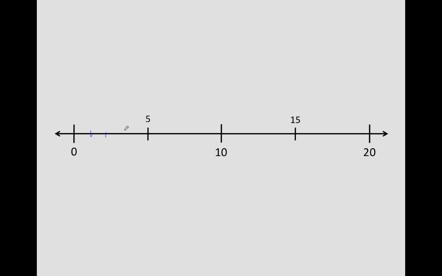Now I need 2 numbers that are going to be closer to 5 than they are to 0, and I want to try to make all these the same size. So I'm going to put a hash mark about here and about here. Okay, so this number would be 1, this number would be 2, this number would be 3, this number would be 4, and then 5.